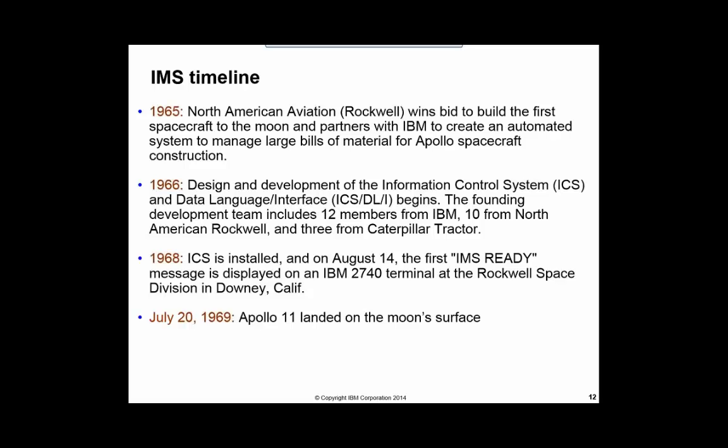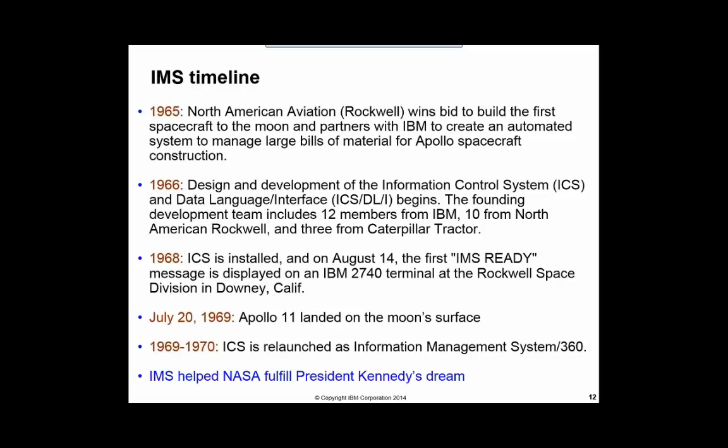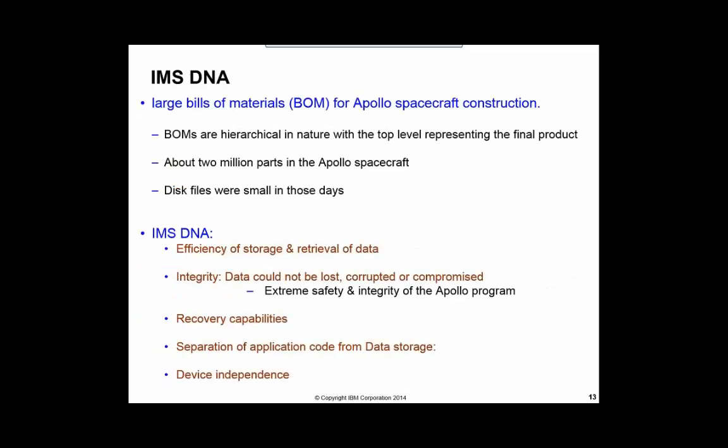And then just a year later, in July of 1969, Apollo 11 landed on the moon's surface. And then later on, that started, if you will, the journey for IMS. From 1969 on to 1970, IBM took ICS and relaunched it and gave it a new name. It was then called IMS 360, or Information Management System /360, 360 being the mainframe system that it ran on. So IMS, if you think about it, helped NASA fulfill President Kennedy's dream of sending a man to the moon and returning him safely back to Earth. So that is how IMS got started.